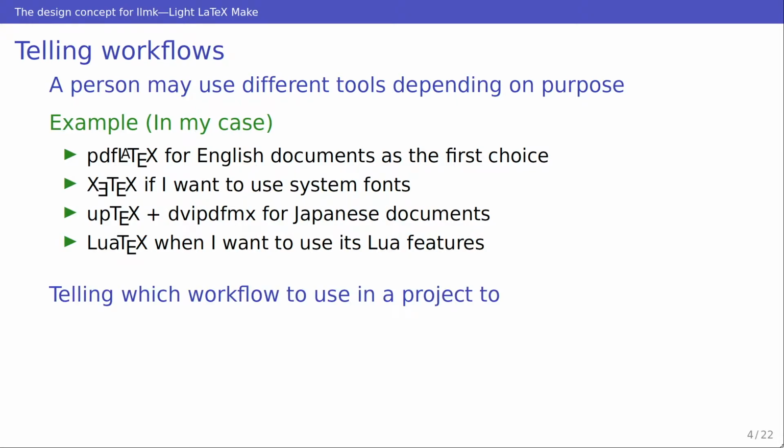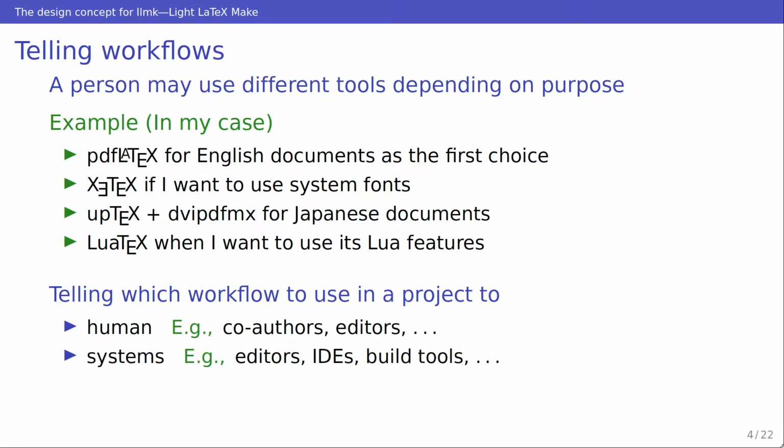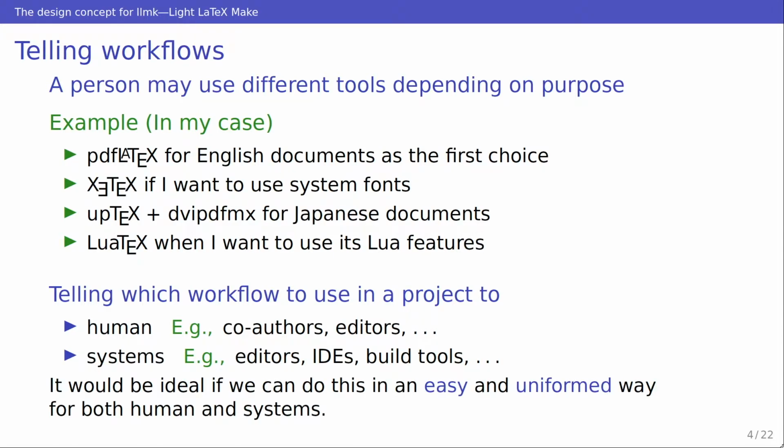So we have to tell which workflow to use in a project to humans, such as co-authors, editors, and so on, and also to systems like text editors, IDEs, build tools, even in cloud services or in servers. So I thought it would be ideal if we can do this at the same time in an easy and uniform way for both humans and systems.